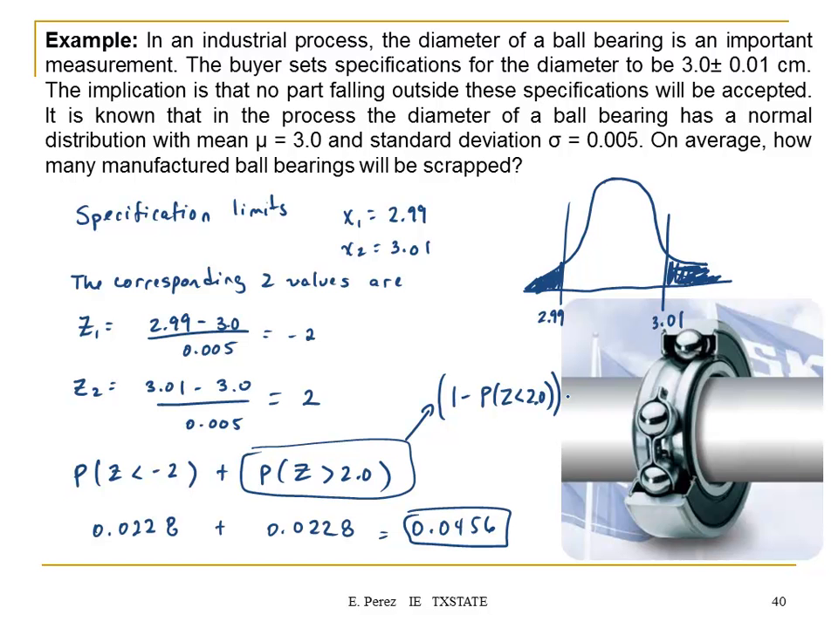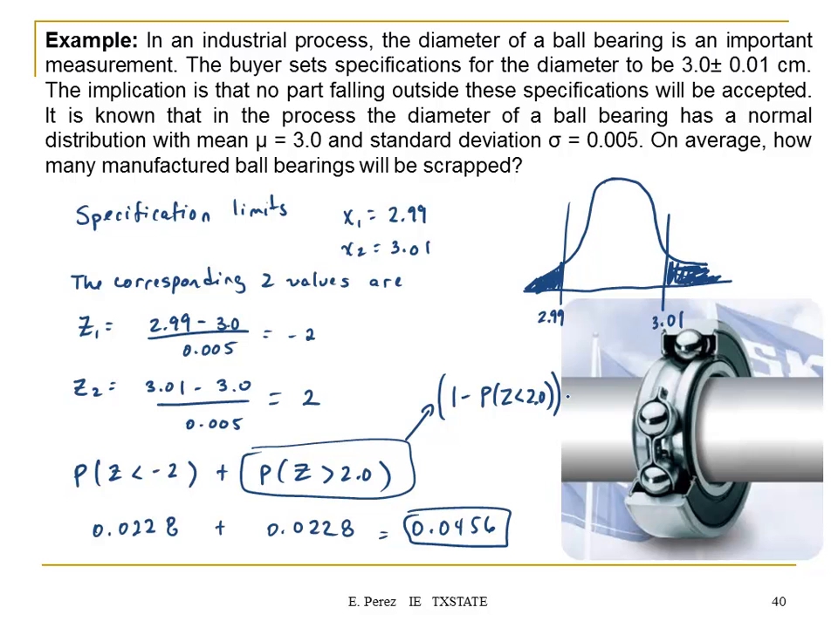So we know that -2, if you look at the table, is going to be 0.0228, right? There's no question with that. If you look at 2.0 positive, it's going to be 0.9772. But if we subtract this from 1, you will get it. Okay?